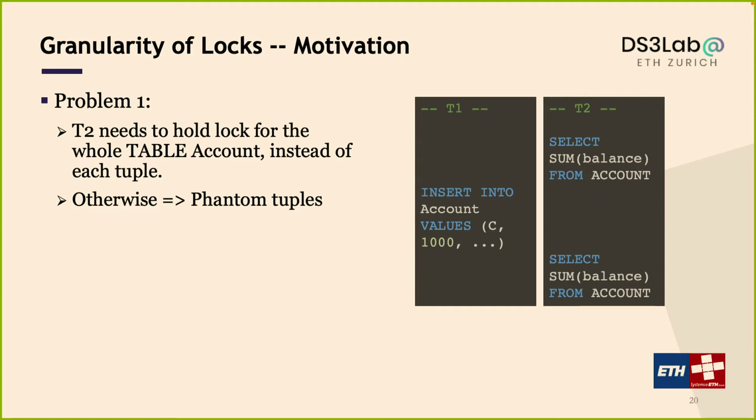One thing that's actually interesting: if you think about only holding locks on tuples, it will cause a problem. Because when T2 runs the first SQL query, I'm only holding locks on what is there. T1 inserting new tuples is going to be fine because no one's holding locks on those new tuples. And then T2 runs it again. So if you're only holding these locks at the tuple level, this could cause a problem. So in this case, we have to hold locks at the table level. I need to lock the whole table for T2.